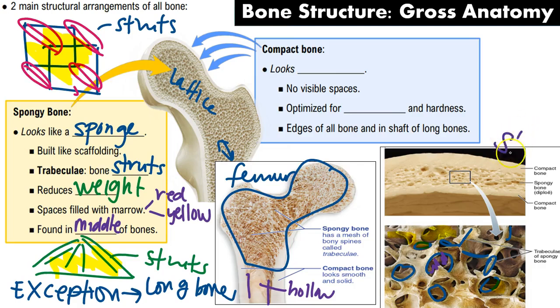And I just also want to tell you all that this is a piece of a skull. So you can see the compact bone, or the hard bone that doesn't have any spaces. And then you have the spongy bone in between. Okay?